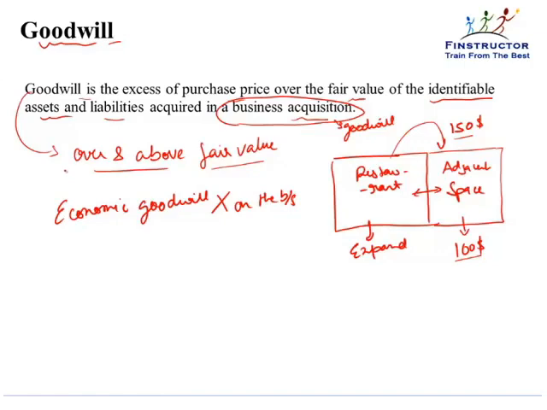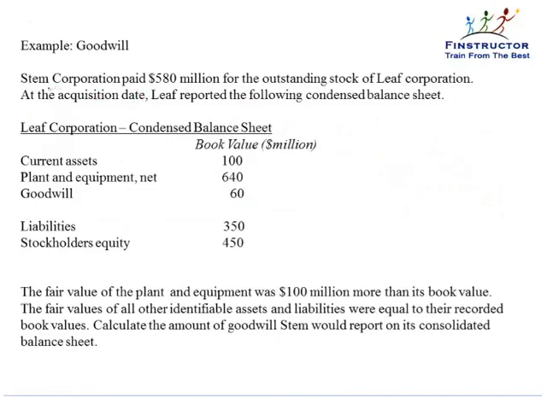It is the price that you pay over and above the fair value in a business acquisition. Let's understand with an example. STEM Corporation paid $580 million for the outstanding stock of Leaf Corporation. At the acquisition date, Leaf reported the following condensed balance sheet.